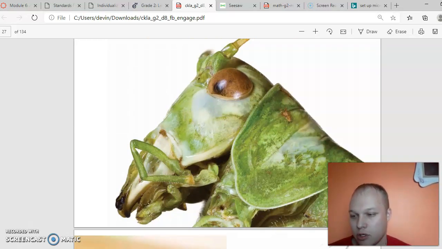Right here we have a bush cricket. Look at this bush cricket. Does it have a mouth? Yes, its mouth is a small hole at the front of its head, surrounded by mouth parts. You and the cricket both use your mouths to taste and eat.